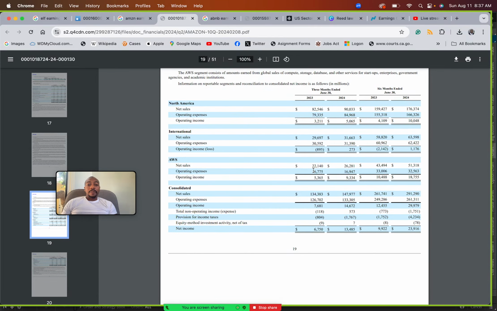And this is what I love about AWS. Look at the difference. They made another $4 billion. They went from 22.1 billion to 26.2 billion, and the operating expenses only went up by like $200,000 or something. Or maybe that's 200 million, right? But there's no significant increase in the operating expenses. You see that, DeAndre?